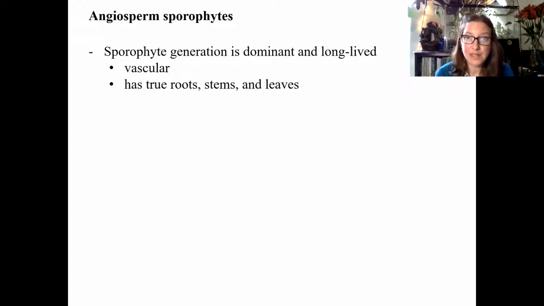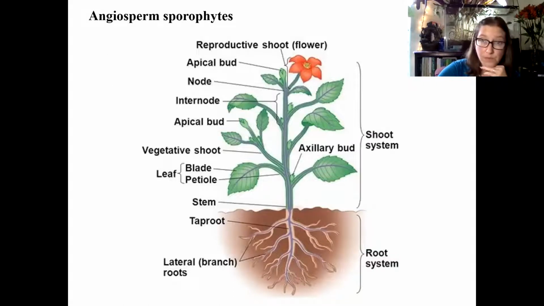Okay, angiosperms are flowering plants, and they therefore have a sporophyte generation and a gametophyte generation just because they're plants, right? So the sporophyte generation is dominant because angiosperms are vascular plants. And so the sporophyte generation is going to be the one that has that vasculature and has true roots, stems, and leaves. We've seen this before in the stem lecture, maybe the root lecture too, and probably the leaf lecture. But this is a representative flowering plant.